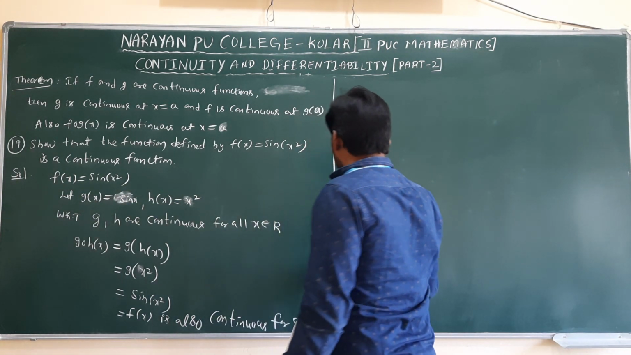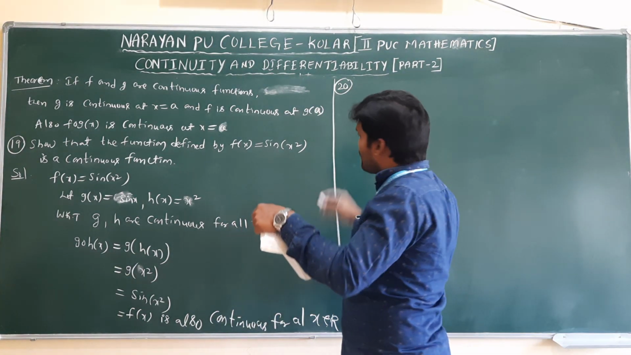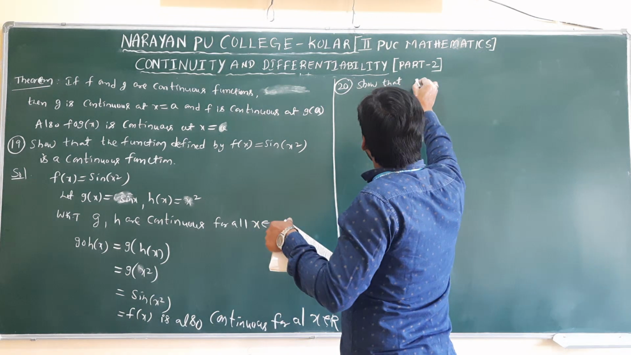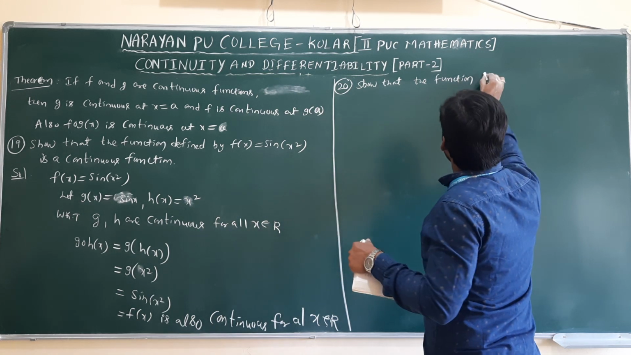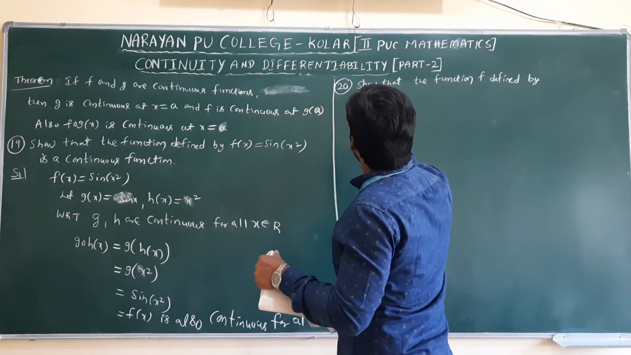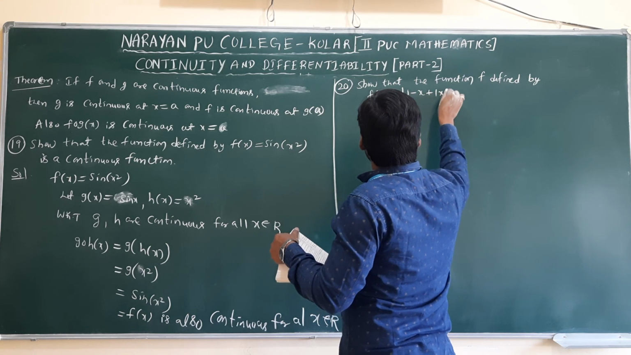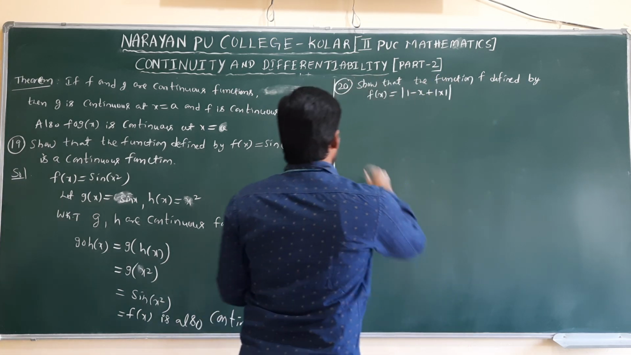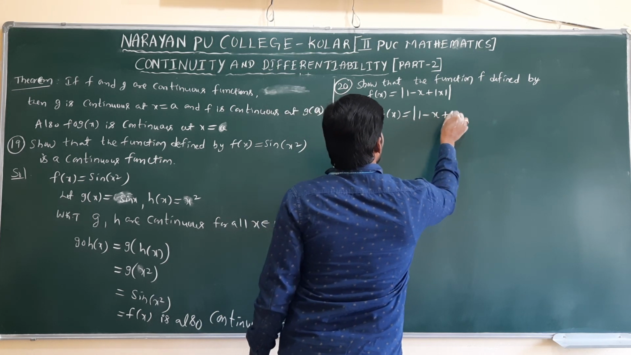Next. So last example. Next we'll start the exercise. Show that the function f defined by f of x equal to modulus of 1 minus x plus mod x. Here also, mod of inside, again three values are there. So let the function f of x is mod of 1 minus x plus mod x.